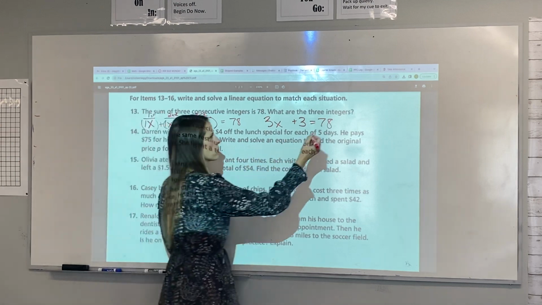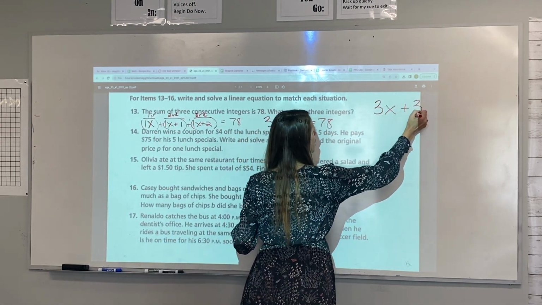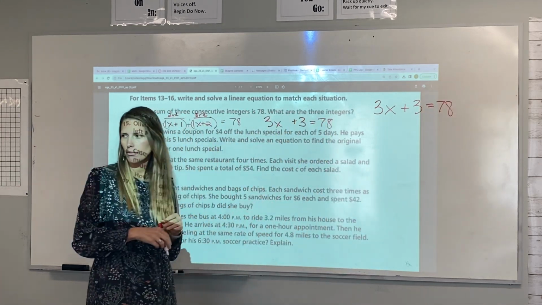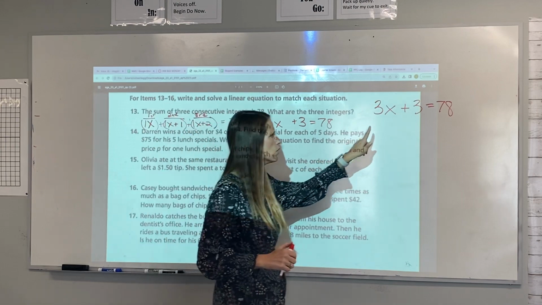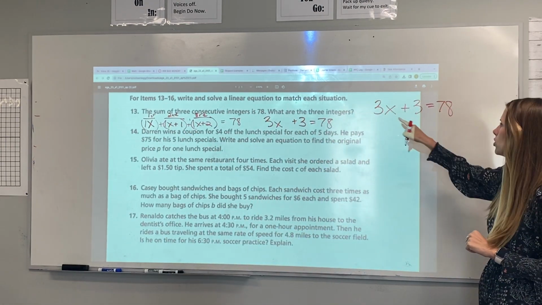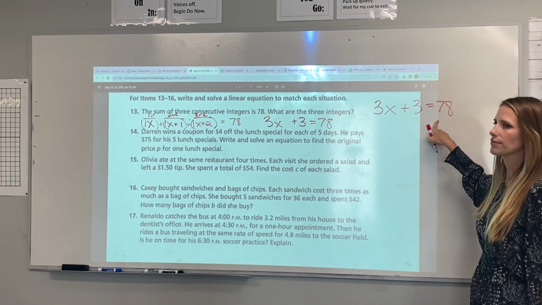So now I'm going to write this over here and we're going to solve. 3x plus 3 equals 78. Can I pick on somebody else to help me through this next part? Emily, did you get this far on yours? You did? Could you help me solve it from here? Okay. Sure. Let's do it.